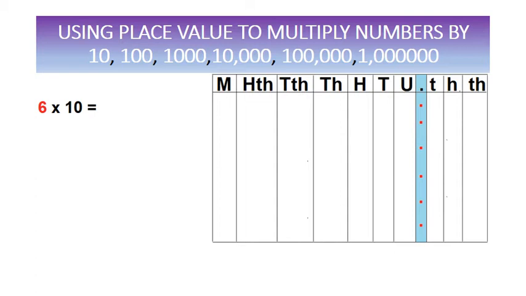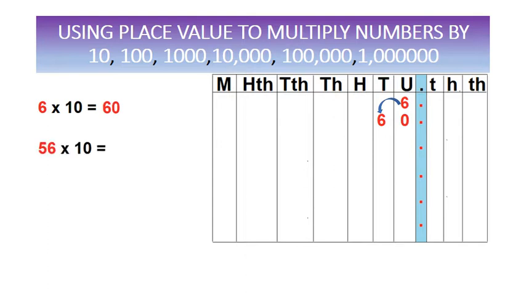So before we start, we need to just remind ourselves that the answer is going to be bigger because we're multiplying. And if we think about our place value scale, the numbers get bigger as we move to the left. So let's put the 6 on there. It's going to be in the units column. And then this is what happens when we multiply it by 10. The 6 has moved one place to the left, and then we've put a placeholder in the units column. So the answer is 60.